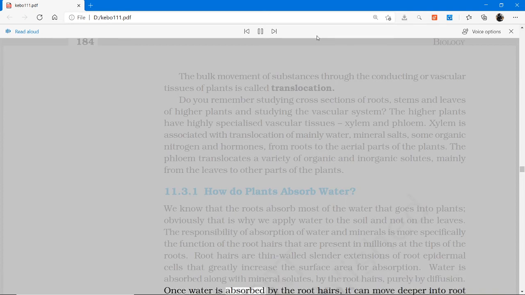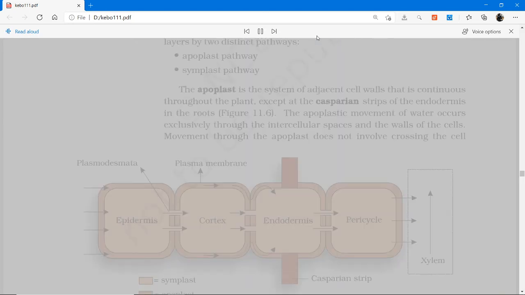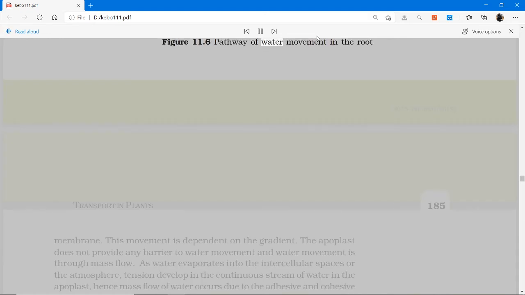Once water is absorbed by the root hairs, it can move deeper into root layers by two distinct pathways: the apoplast pathway and the symplastic pathway. The apoplast is the system of adjacent cell walls that is continuous throughout the plant, except at the Casparian strips of the endodermis in the roots, figure 11.6. The apoplastic movement of water occurs exclusively through the intercellular spaces and the walls of the cells. Movement through the apoplast does not involve crossing the cell membrane. Figure 11.6 Pathway of water movement in the root.